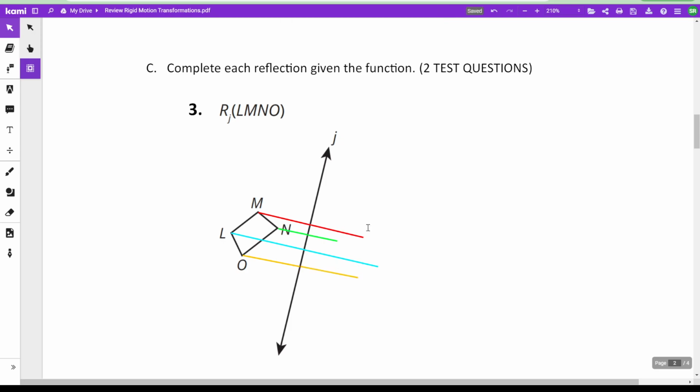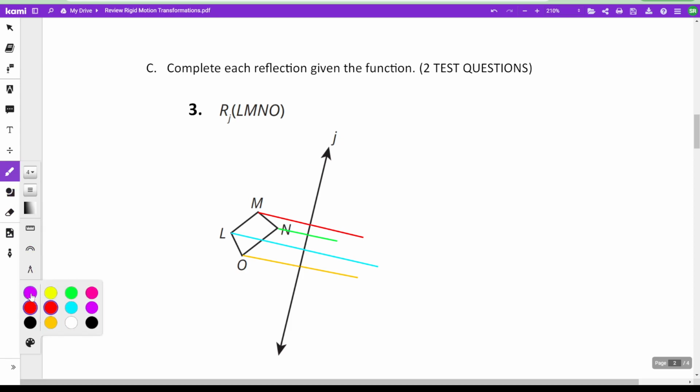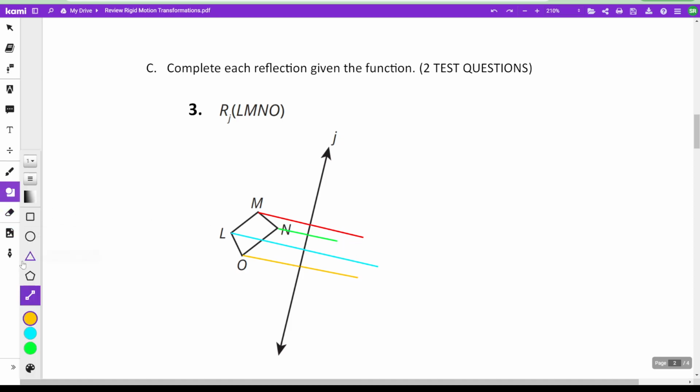All right, so now that I've done that, I've essentially reflected each point individually, and now I can connect those points to get my reflected shape. So I'm going to use purple here. And I actually wanted the line tool. So you just have to remake the shape on the other side over here. And they should look roughly the same.